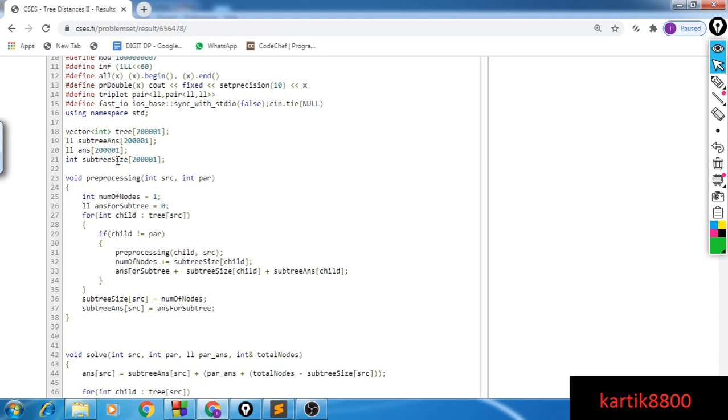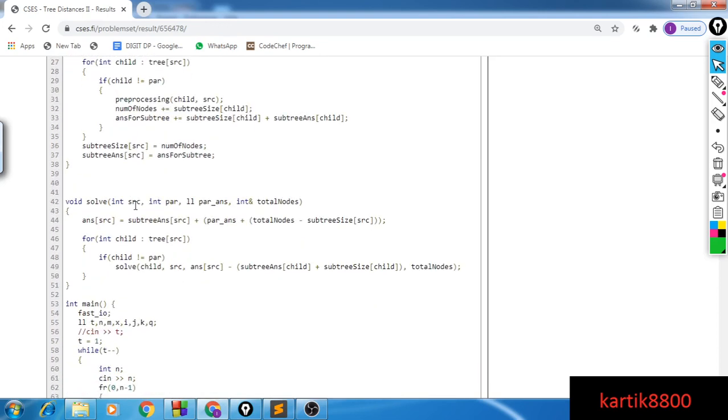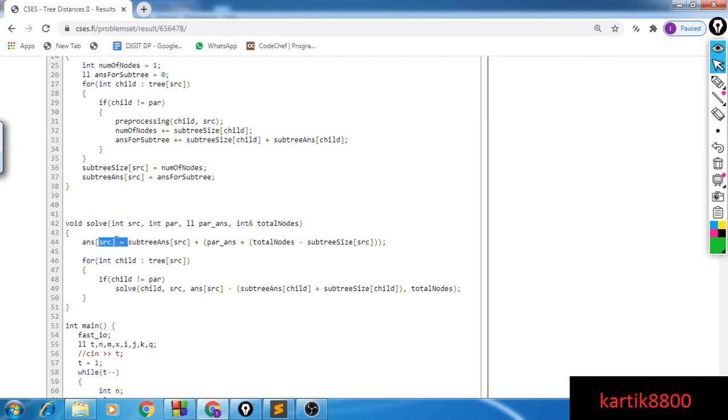Now we are only left to evaluate the answer. Let's see how we can evaluate the answer. So answer at SRC, here SRC is the source node that I want to evaluate currently, or the root of the tree that I'm assuming SRC to be the root of the tree. PAR represents the parent of the node SRC. Parent answer represents the partial answer of the parent with respect to SRC. And this is the total number of nodes in the tree. That's it.